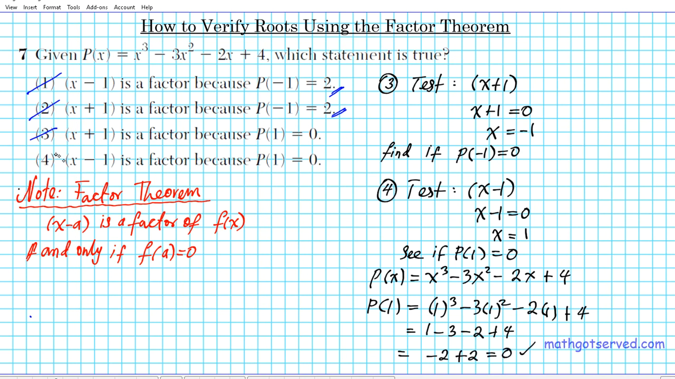Bam! Excellent. We can see that option number 4 is the correct answer, because if x minus 1 is a factor, based on the factor theorem, x minus 1 is a factor if and only if what? Its related root, which is what you get when you set it equal to 0 and solve, p of 1 is equal to 0. So option 4 is the only correct statement that matches with the factor theorem correctly.